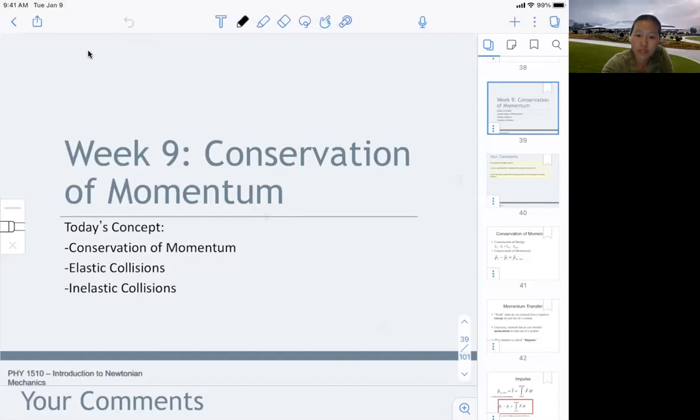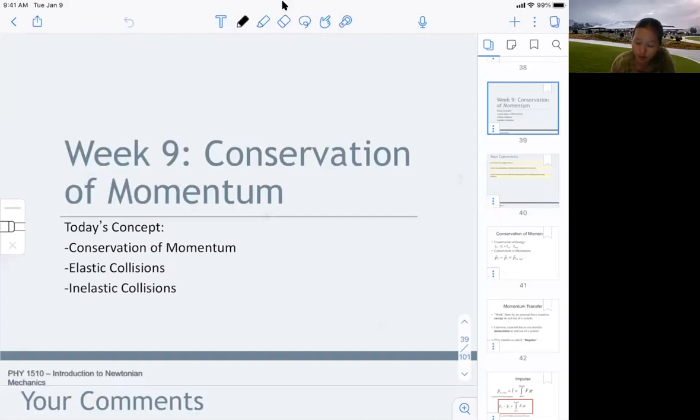Good afternoon, everybody. So today we will continue our discussion on conservation of momentum. In particular, conservation of momentum is used to solve collision problems when two things bump into each other. There are two types of collisions that we will discuss: one is called elastic, and the other is called inelastic collisions. We will use those collisions as examples to show how we can use conservation of momentum to solve those problems.